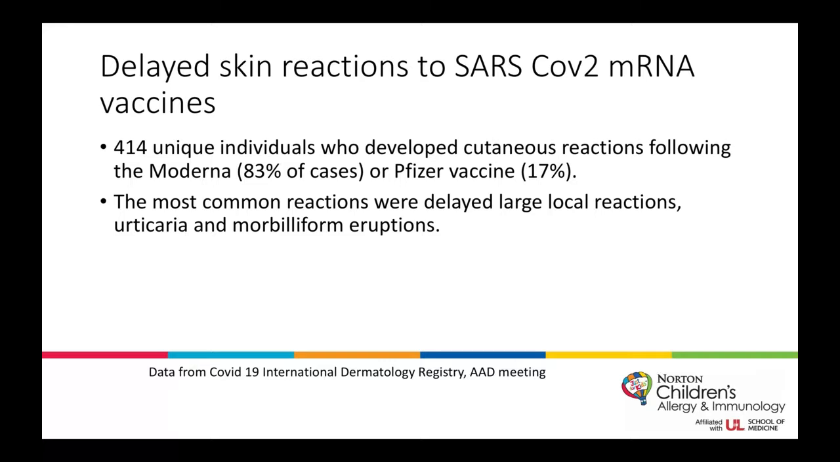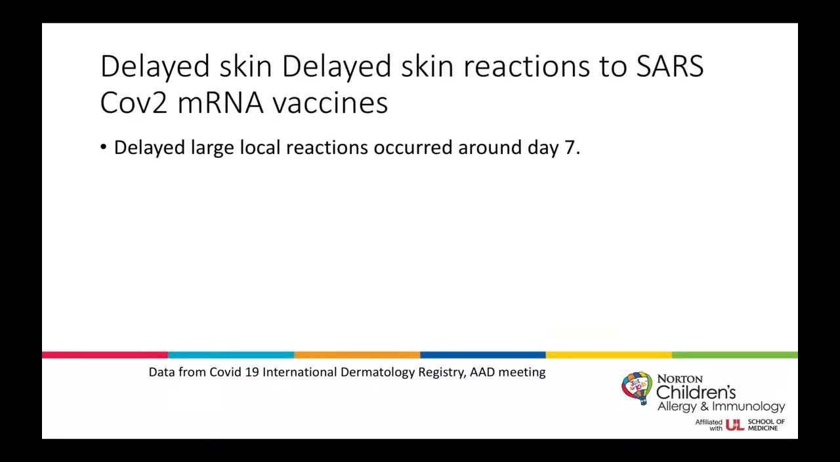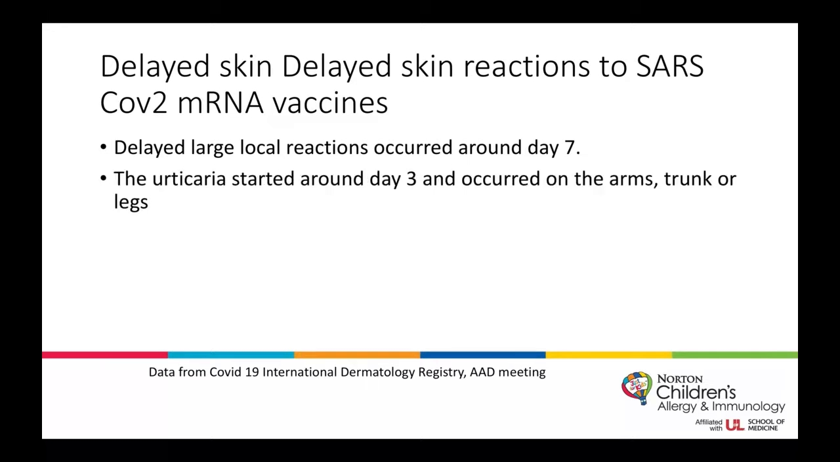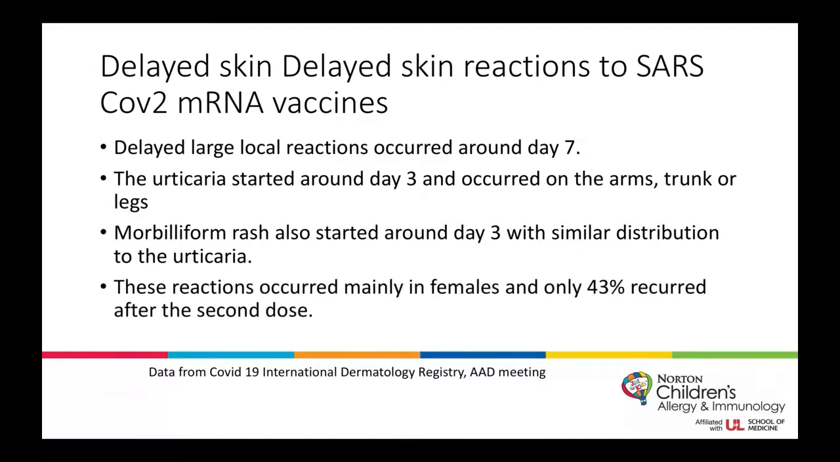There were large local reactions, urticaria, and morbilliform eruptions. Delayed reactions, like I talked about, occurred about 1 week later. Urticaria started about day 3, was diffuse on the arms, trunk, and legs. And the morbilliform rash also started around day 3. All reactions occurred mostly in females.